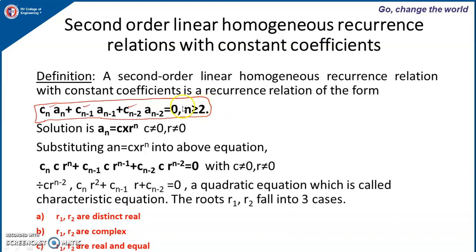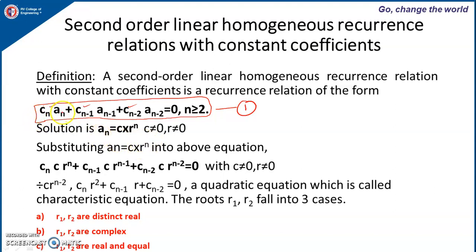Okay, so now we have to learn how to solve the second order linear homogeneous recurrence relation. So what we will do, we will say that an is equal to c into r power n. This value we will substitute here in this equation. For example, if I say this equation is equation 1, so for an we will substitute c into r power n in equation 1, and after substituting an is equal to c into r power n, this equation becomes, for an we have to substitute c into r power n.